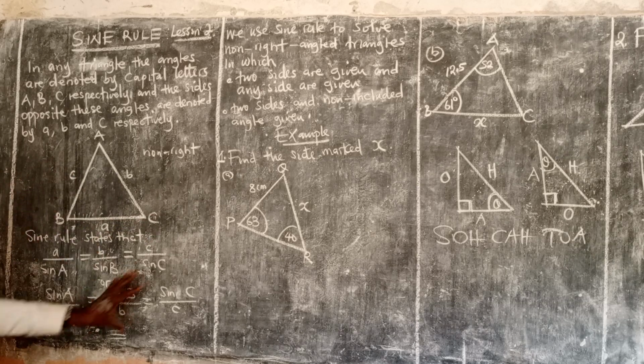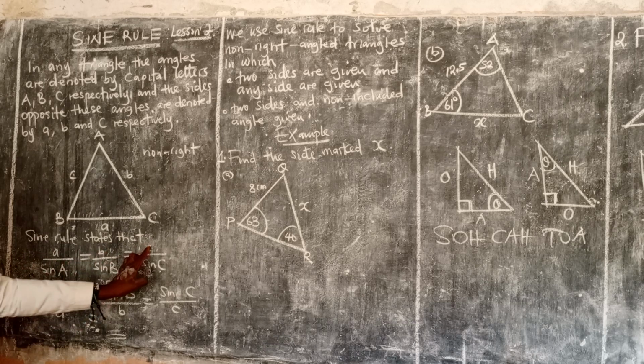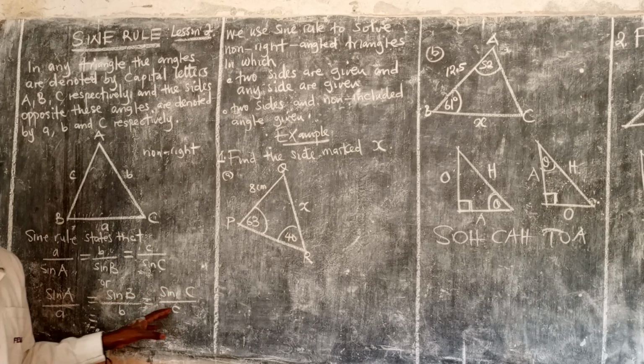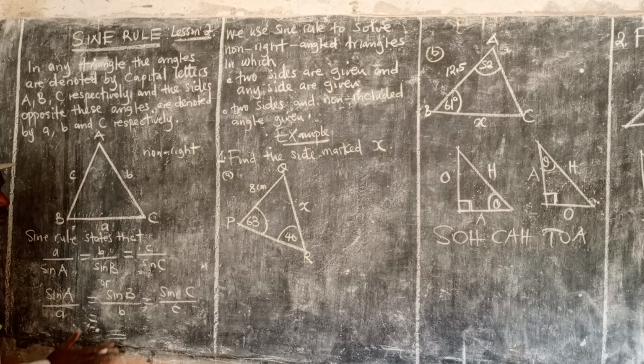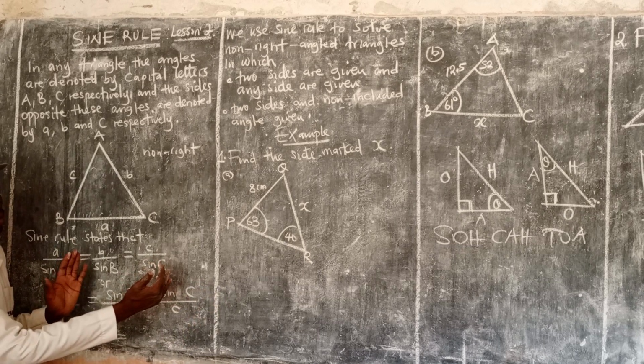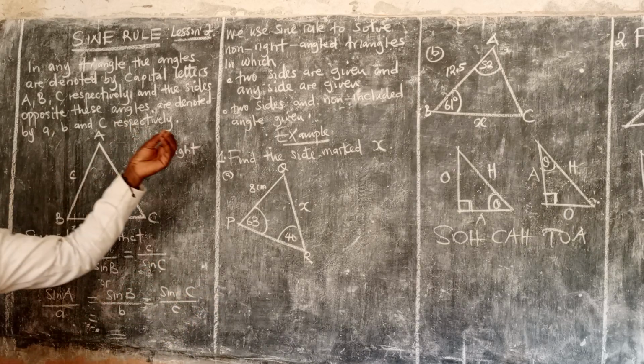Simple. So the sine rule states that a over sine A is equal to b over sine B is equal to c over sine C. Or alternatively, you can use sine A over a, sine B over b, sine C over c. But again, we only use 2 ratios here. We don't use all 3, only 2 of them.